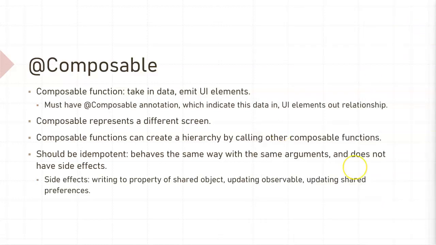we see here. We want our view to be very predictable so that it behaves the same way with the same arguments and does not have side effects. So side effects would be something like changing or mutating the value of something unrelated, updating an observable value, updating shared preferences, so on and so forth.